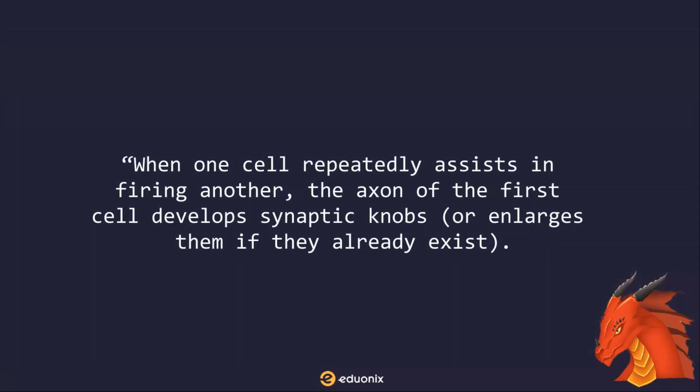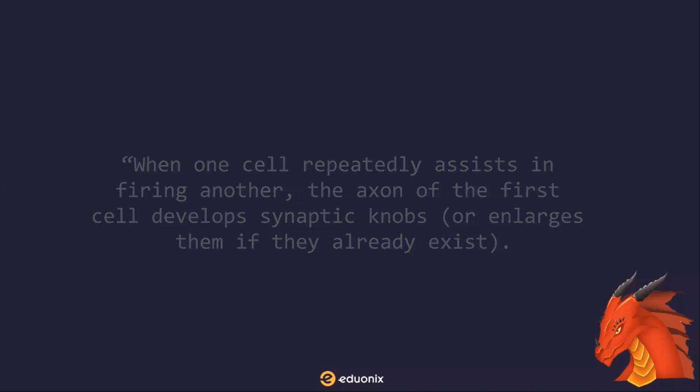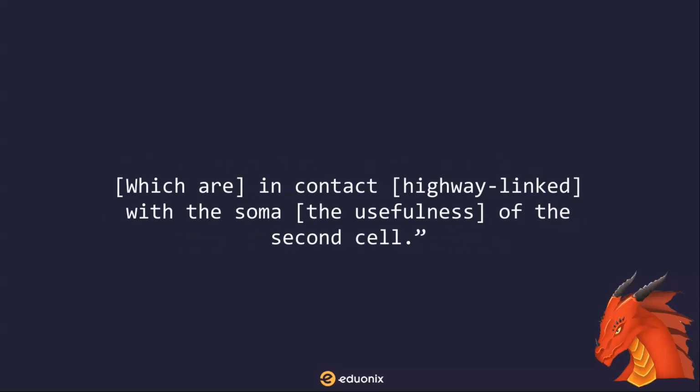Hebb wrote, when one cell repeatedly assists in firing another, the axon of the first cell develops synaptic knobs, or enlarges them if they already exist, which are in contact with the soma of the second cell.